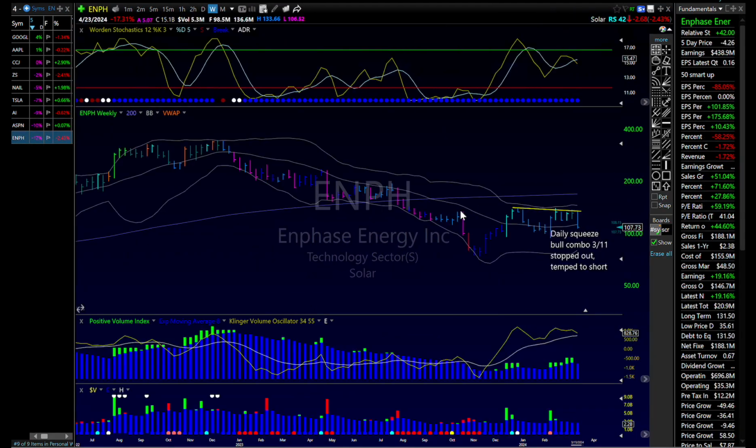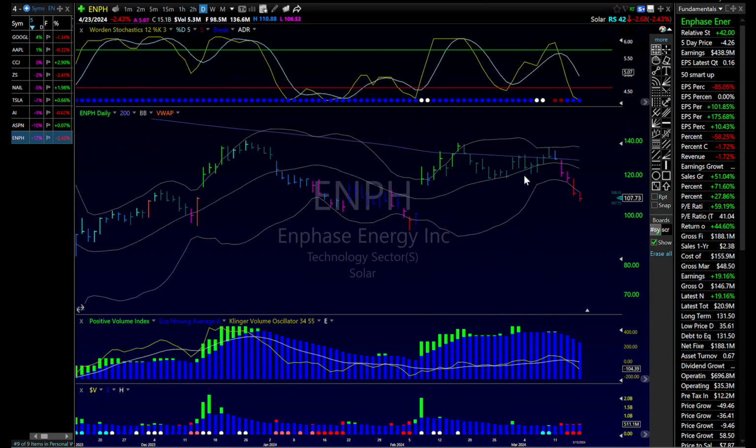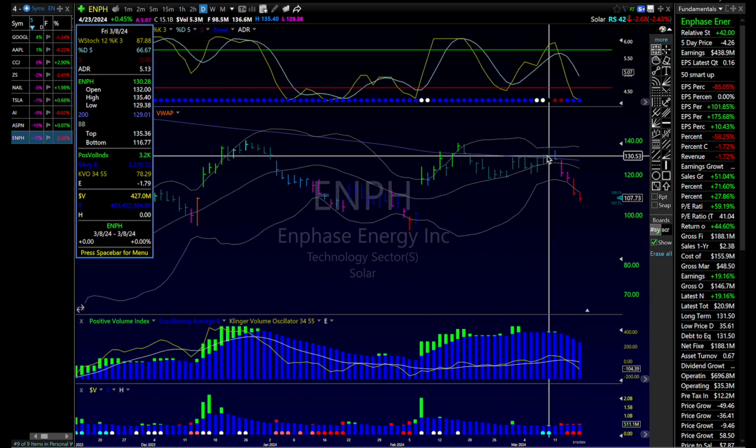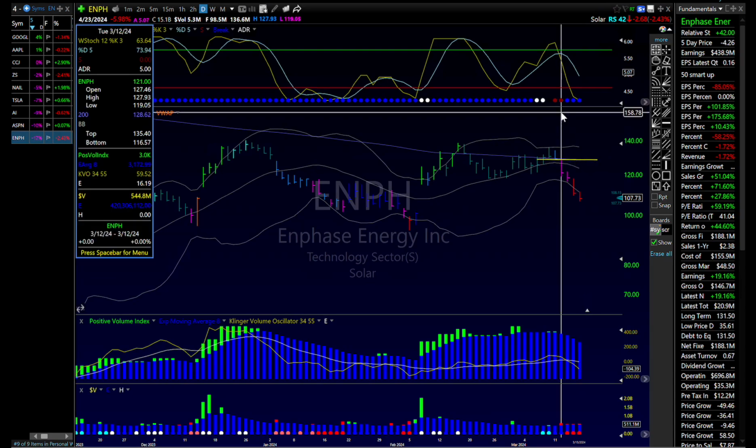ASPN and Enphase. Daily squeeze. I did try to take this long based on this daily squeeze here, and then immediately got stopped out. But so your signals with this bar, really, your squeeze fires.